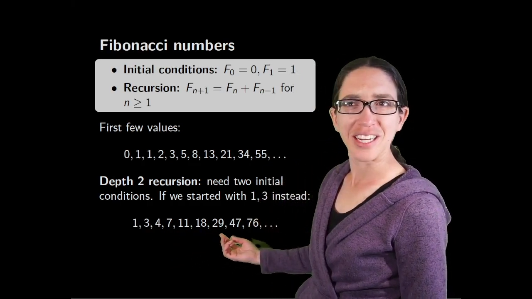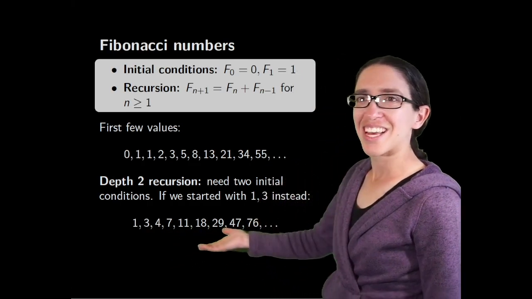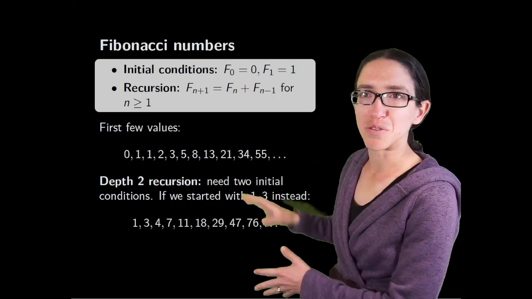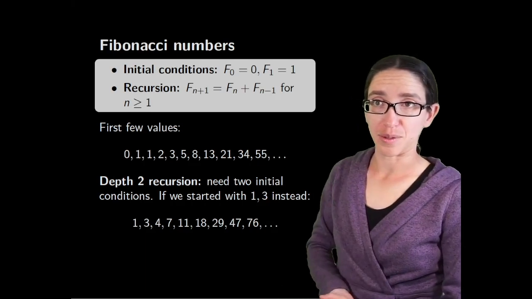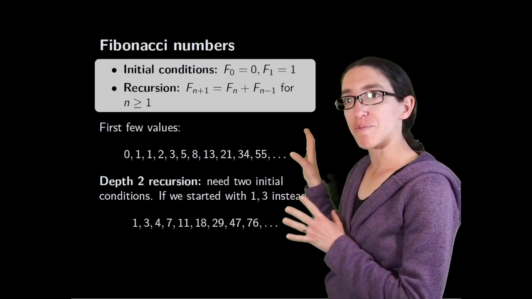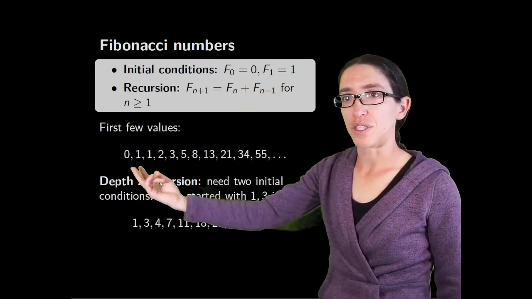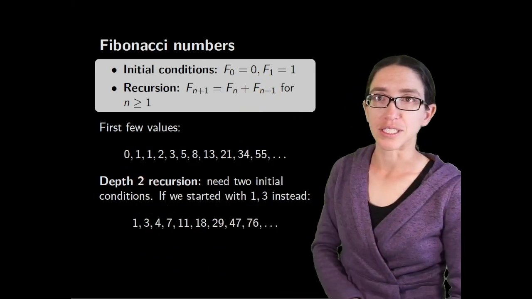We get 18, 29, 47, 76. None of these numbers appear in this sequence. Sometimes there's overlap just from coincidence, but it's a very different sequence in general. So the initial conditions matter a lot, and it is important that we have 2 initial conditions because both of those numbers determine what's going to happen for the rest of the sequence.